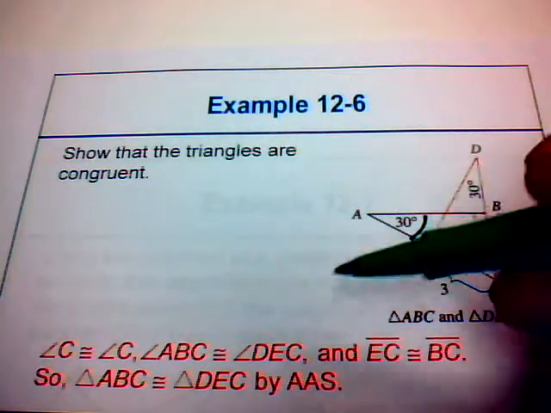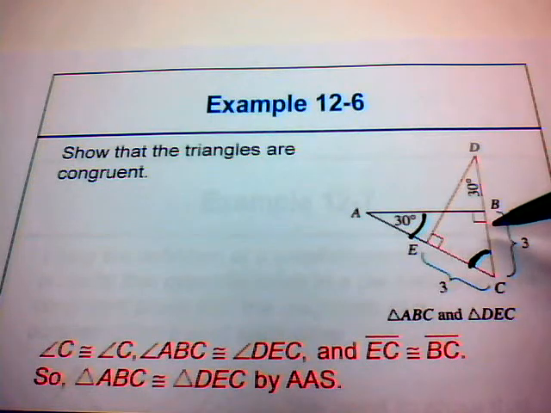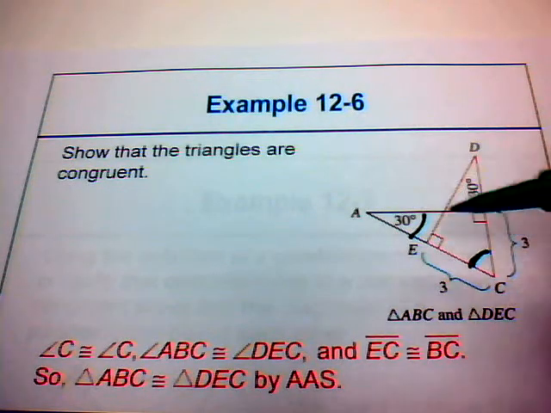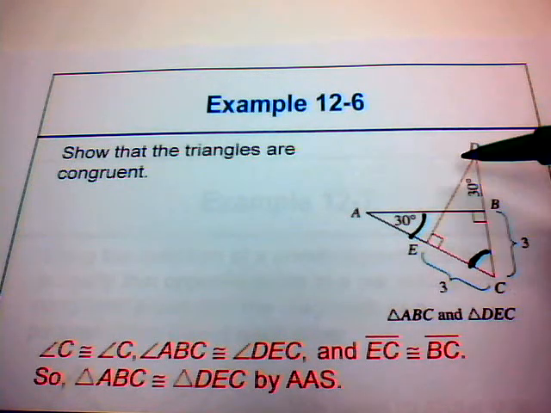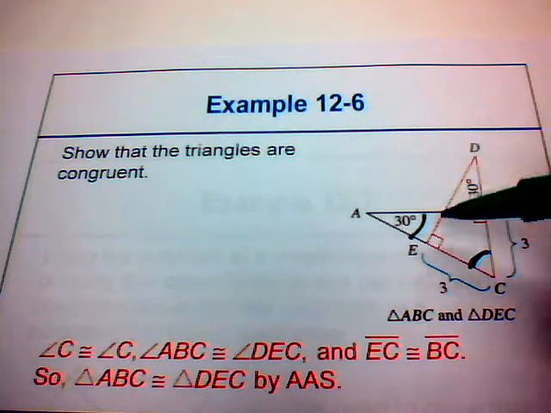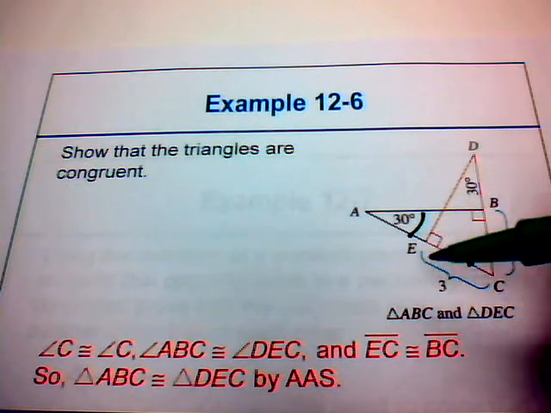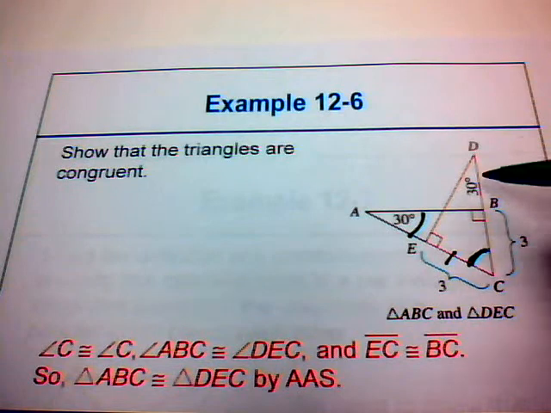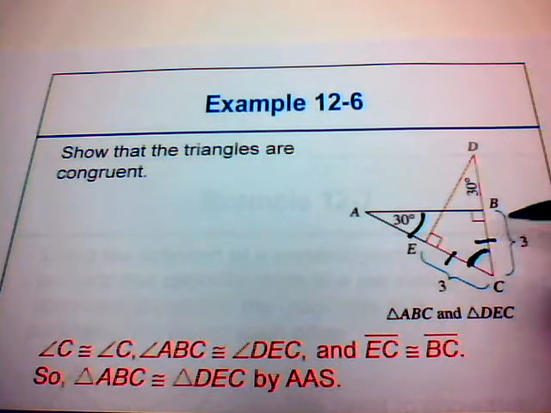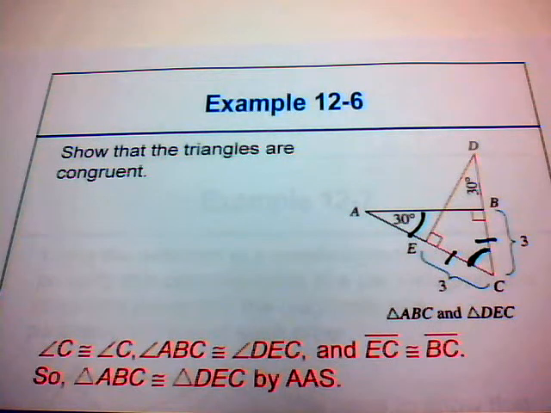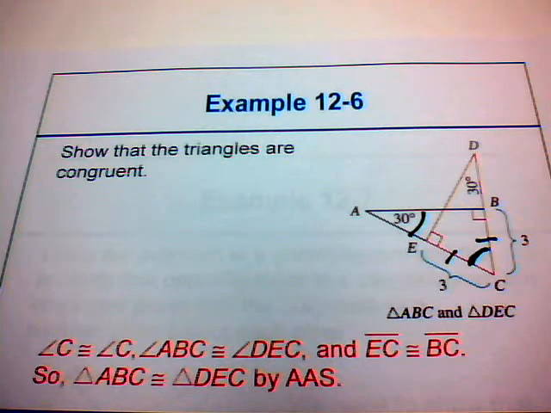Okay, ignore this one. We're looking at ABC. That's this right angle right here. So angle ABC is congruent to angle DEC, because they're both right angles here. And then they're using line segment EC to be congruent to line segment BC. So in this case here, if you are using the angle angle side theorem, then we can conclude that triangle ABC is congruent to triangle DEC.